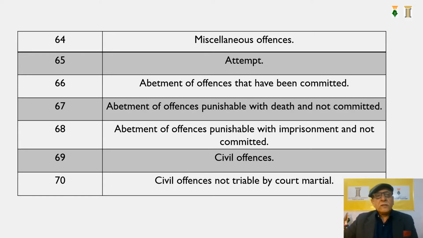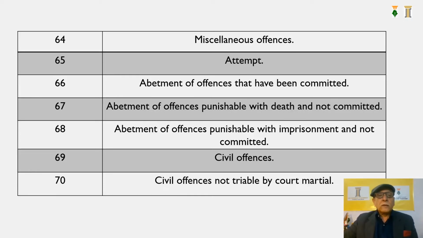After 63, section 64 has certain different types of offenses which have all been clubbed under the head of miscellaneous offenses. Section 65 is an attempt to commit an offense which does not complete, so it would be liable to be tried under attempt, whereas 66, 67 and 68 relate to abetment. Now there are three offenses. 66 is abetment of offenses that have been committed.